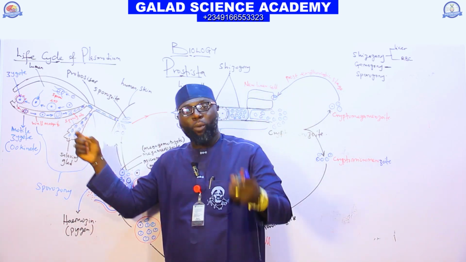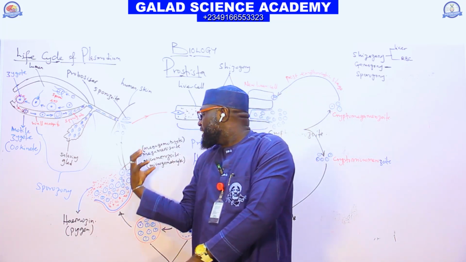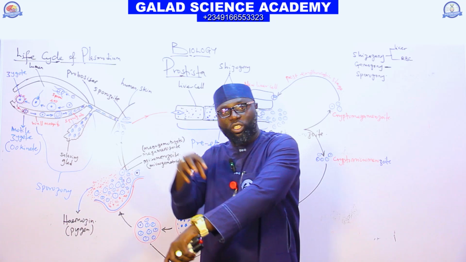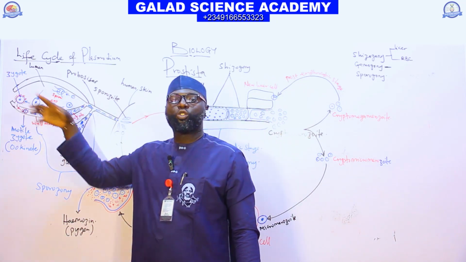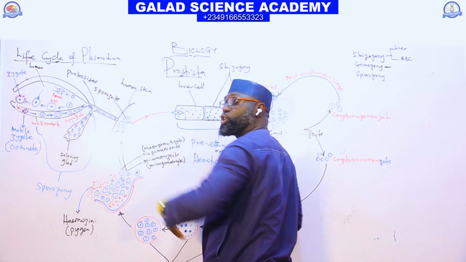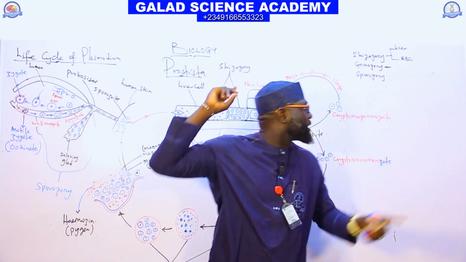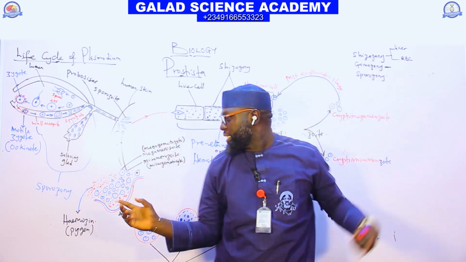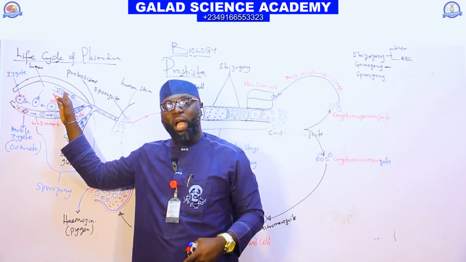And when the mosquito bites the infected man that has this mega and micro gamete in the blood, it will suck it, and it will now move to the lumen, which is the stomach. When these two gametes, micro and mega, get to the stomach of the mosquito, this is the gamogamy. It started from here and is completed in the stomach of the mosquito.